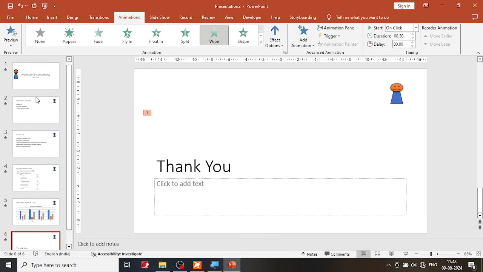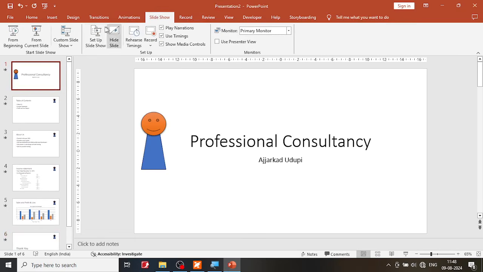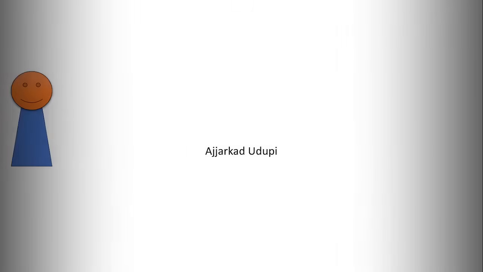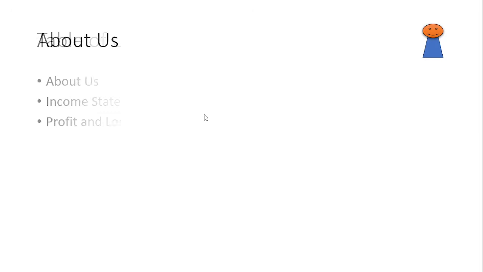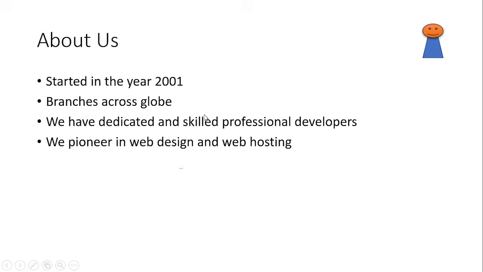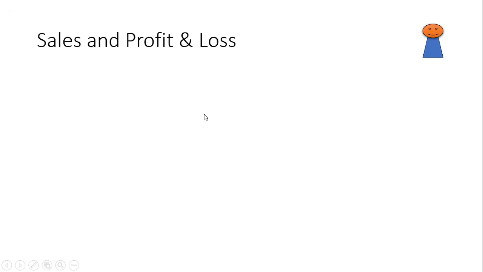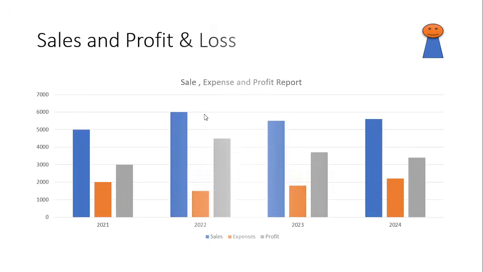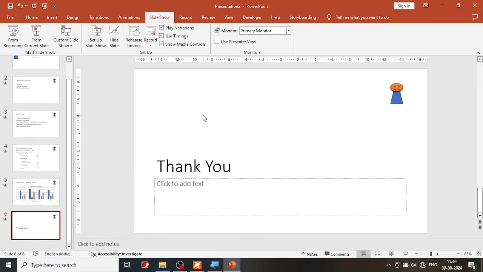Okay, done. Let's look at everything in action. I'm going to select the first slide, go to the slideshow and say from the beginning. So this is how it's going to look like. You have the professional consultancy, then the table of contents, then about us coming one after the other, then the income statement, then the profit and loss table, then the thank you. That is going to be 6 slides. Let me press escape to close that.